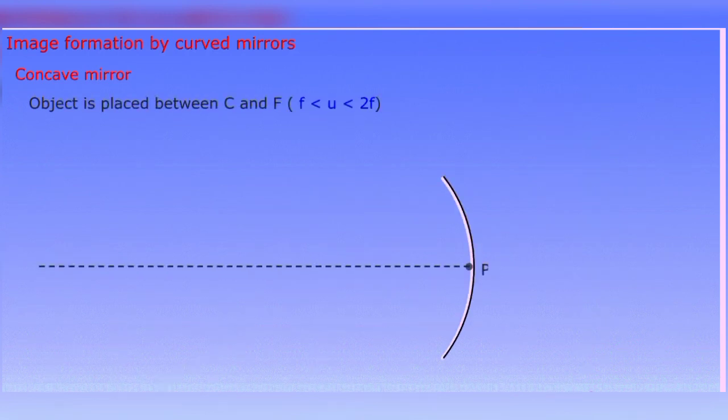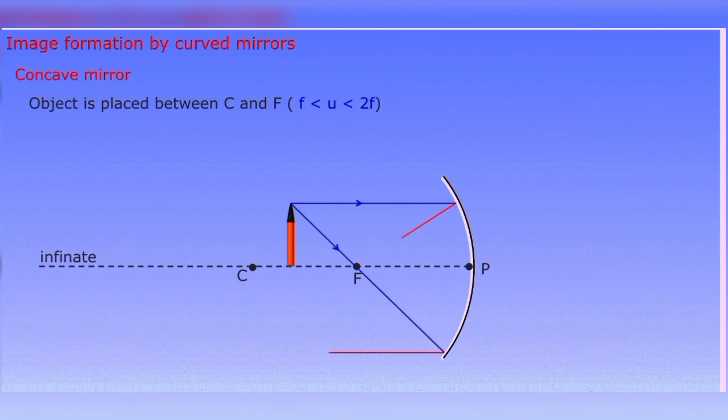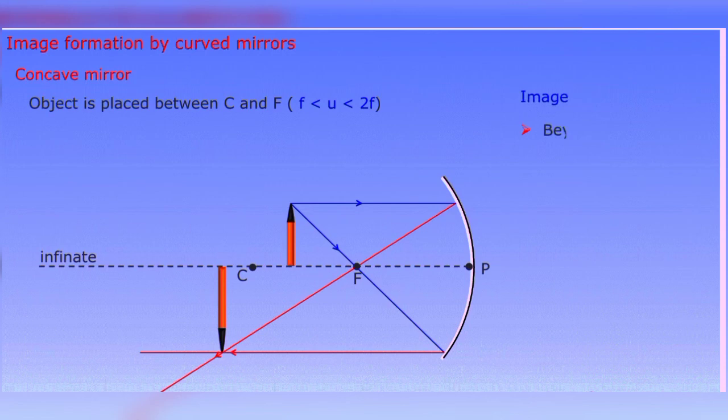The next case, when the object is placed between the center of curvature and the principal focus of a concave mirror. In this case, the image is formed beyond the center of curvature of the mirror. You can see the figure. The size of the image is greater than the size of the object. So the image is enlarged or magnified, and the nature is real and inverted.